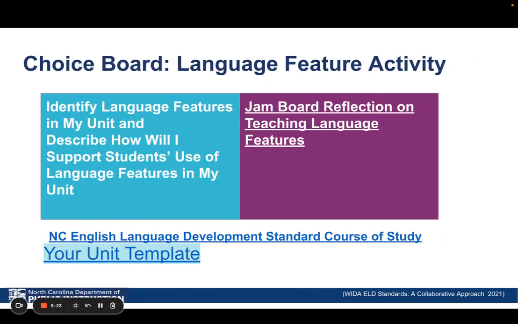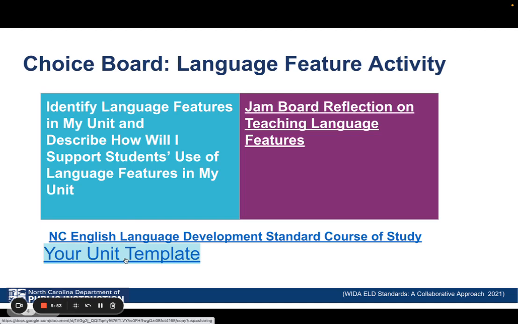And so that brings us to our choice board when we want to consider language features and dig in. I'm giving you all the choice. You can take your sample unit, a unit that you are currently teaching or getting ready to teach, and describe what language features you would teach and how you'll support them.